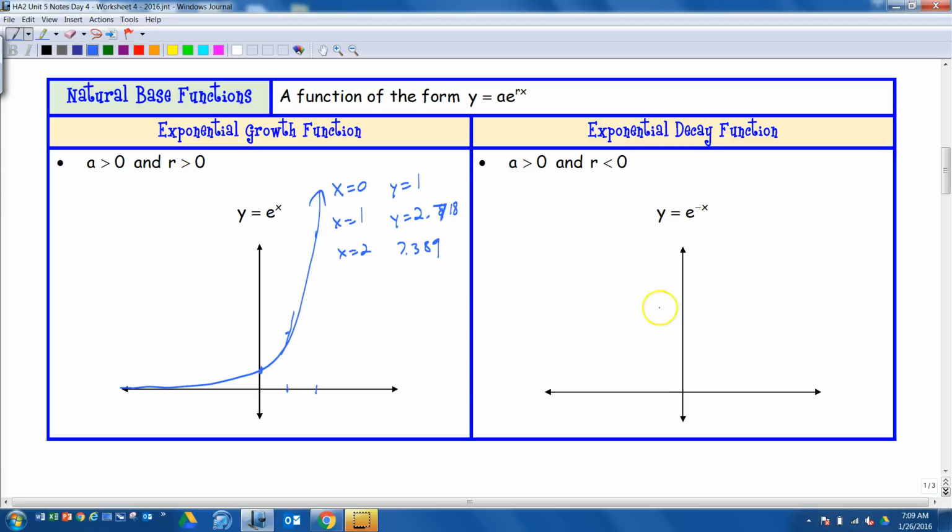If it is e to the negative x, that's like 1 over e to the x, it's the opposite. So it looks something like this. You could have just graphed those in your calculators and looked at those.